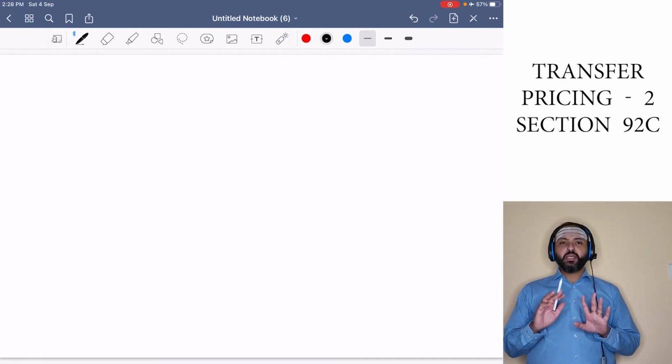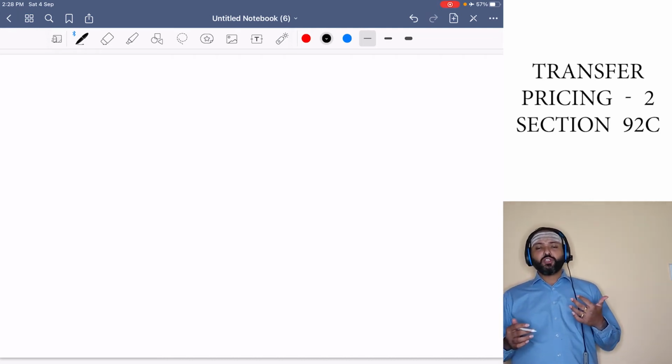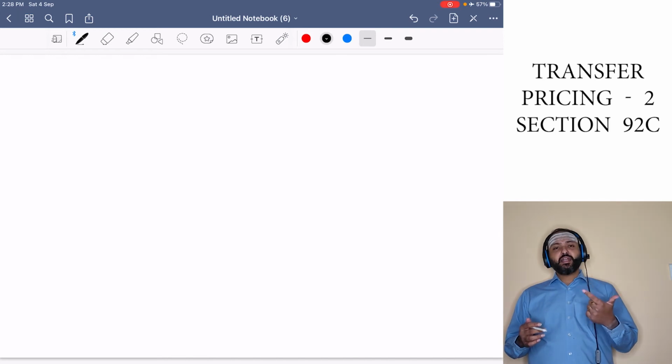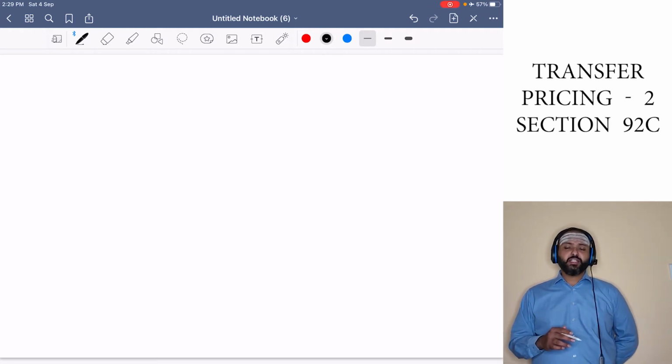So P and all has not been given in the question, so you don't have to make any assumptions there. Okay. So in that case, what are we to assume? We are to assume that the transaction is between associated enterprises only. Therefore, the transaction is going to be an international transaction and it is an associated enterprise transaction.